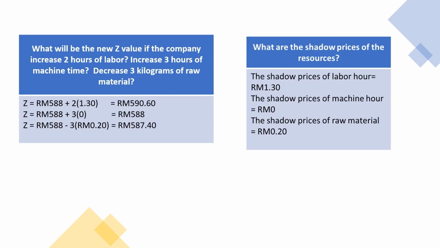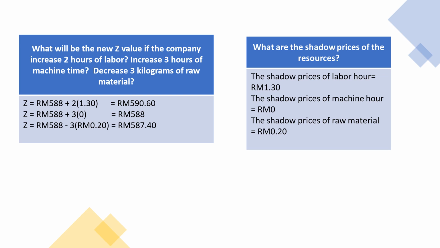What will be the new Z value if the company increases 2 hours of labor, increases 3 hours of machine time, and decreases 3 kilograms of raw material? First, we have to look at the shadow price for each resource. Our old profit for this problem is RM588.